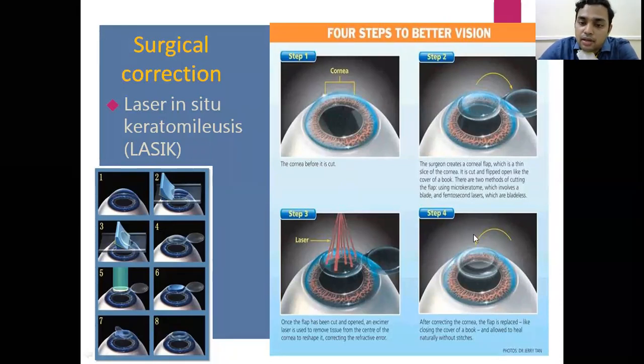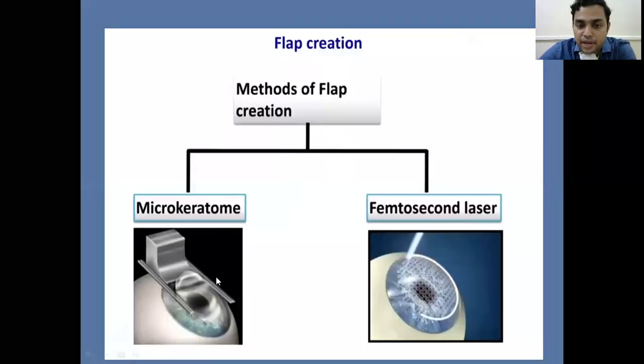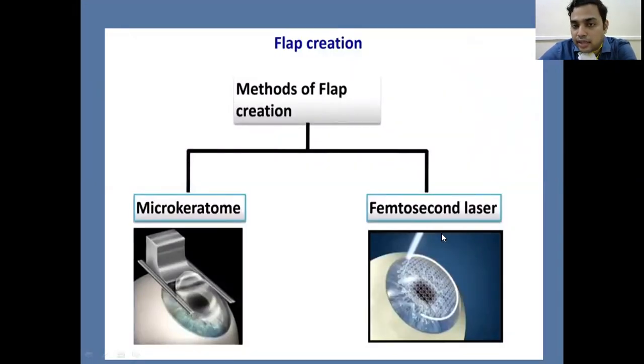So after ablating the corneal tissue with the excimer laser, we replace the flap into its original position, and we allow it to heal on its own without any suturing. So this is about LASIK, where we create a flap with the help of a sharp instrument called a microkeratome or with the help of femtosecond laser.